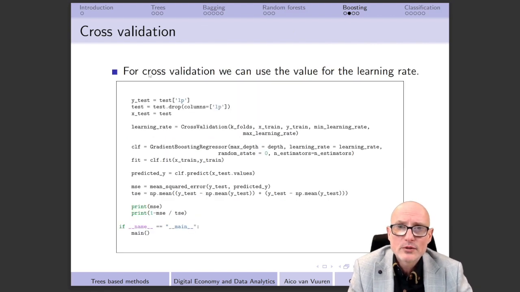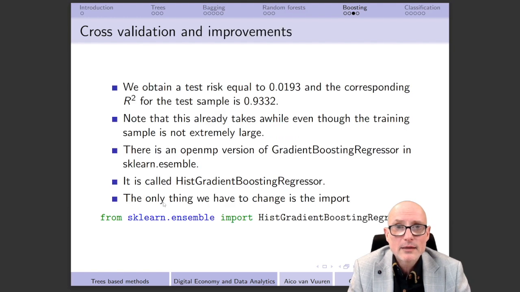At the moment that you run this thing that we have over here, we only have a couple of thousand observations, but take into account that this took quite a while, at least on my computer. Now, I do not have the fastest computer, but even if I had a much faster computer, this would have taken me a while. However, there is an alternative, and that is that there is an OpenMP version of the gradient boosting regressor.